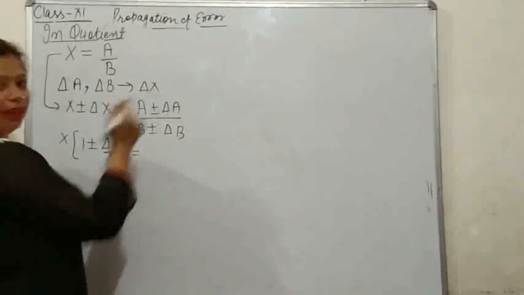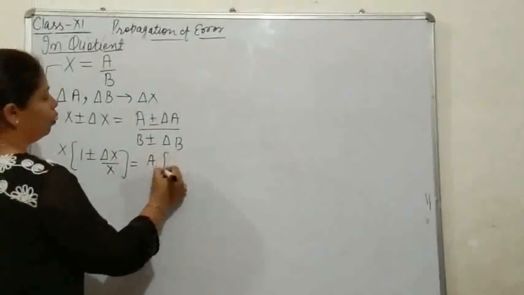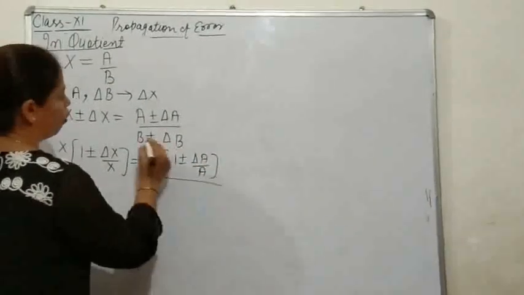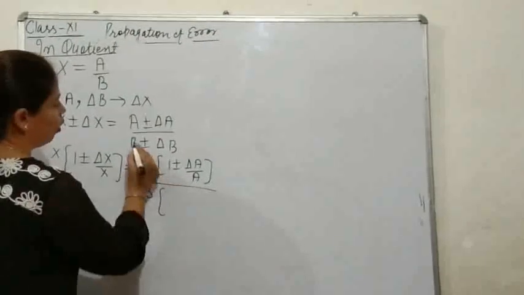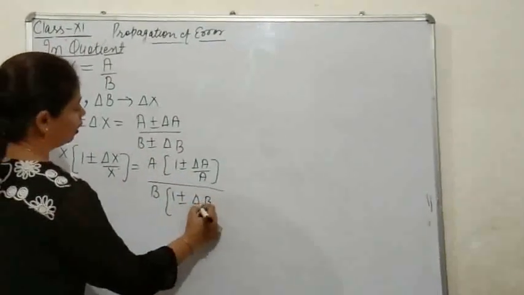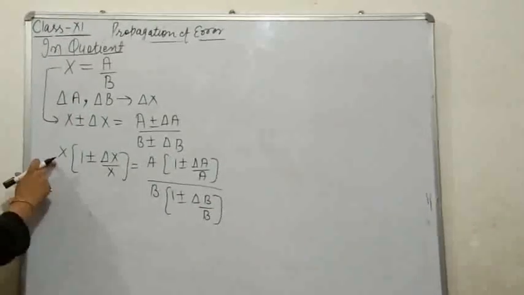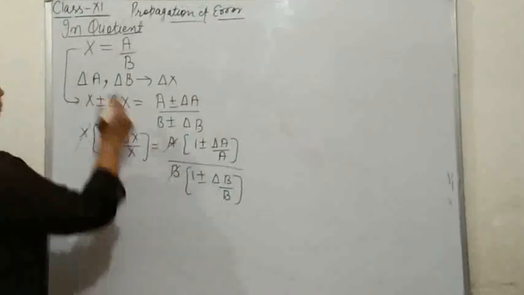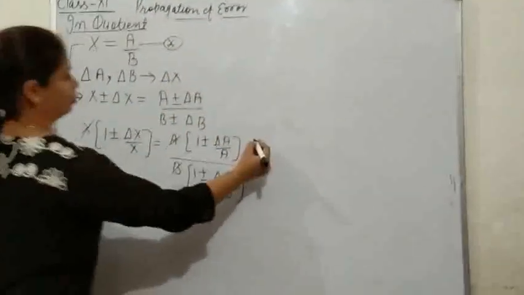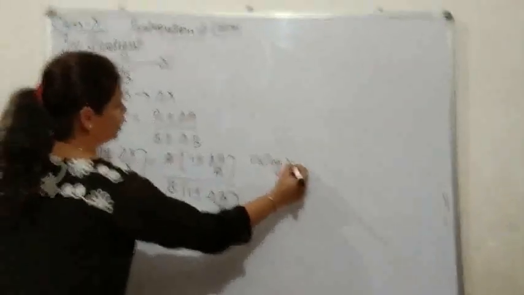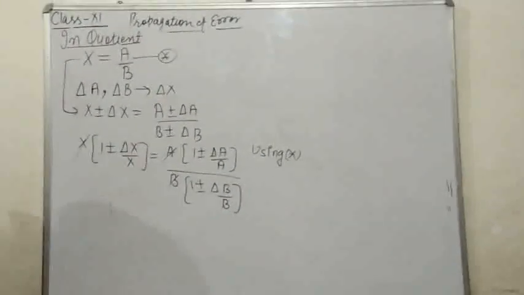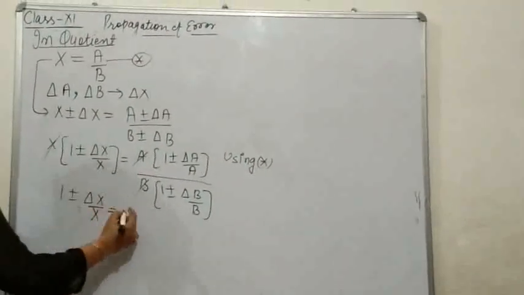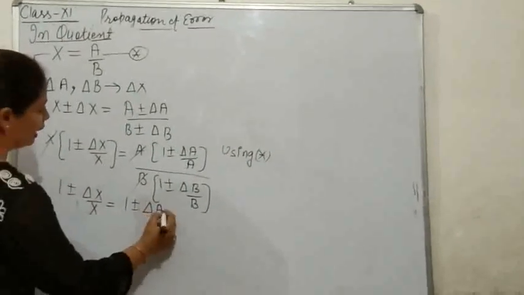Similarly in this section we take a common out. So doing the same again, a times 1 plus minus delta a by a, upon b common out, 1 plus minus delta b upon b. Here it is x, and x is equal to a by b, so x can be cancelled out with a by b using the star equation. You must mention here that using star, x equals a by b. Now it's 1 plus minus delta x upon x, equal to 1 plus minus delta a by a within bracket.